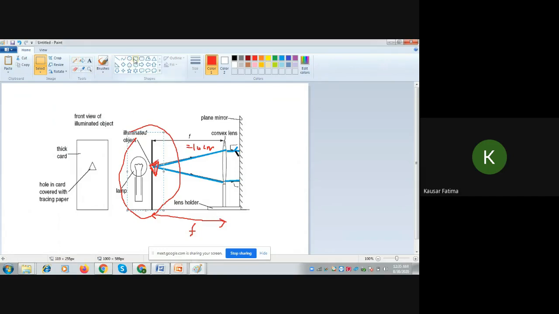How will you measure the distance? You will keep the ruler here, start from this position and measure to this. This distance has to be equal to the focal length of the lens. If it is not, the image is blurred, which means the object is not placed at the focal point of the lens and the rays are not becoming parallel. Rays will become parallel and reflect from the plane mirror in the same manner only when the illuminated object is placed at the focal point of this convex lens.